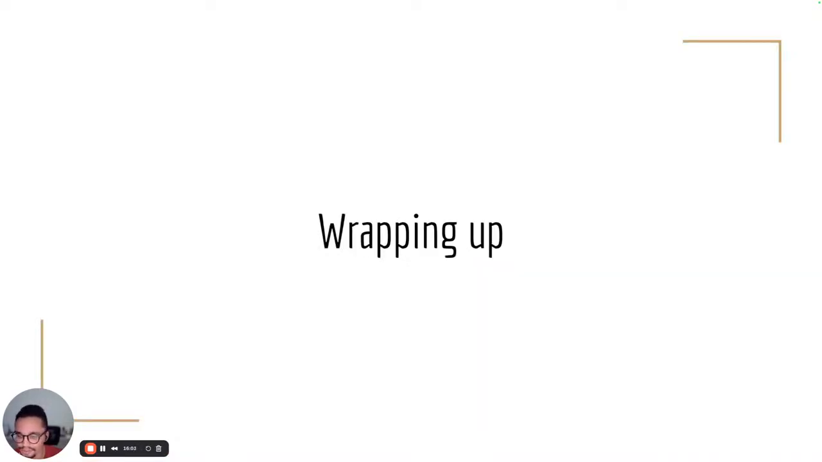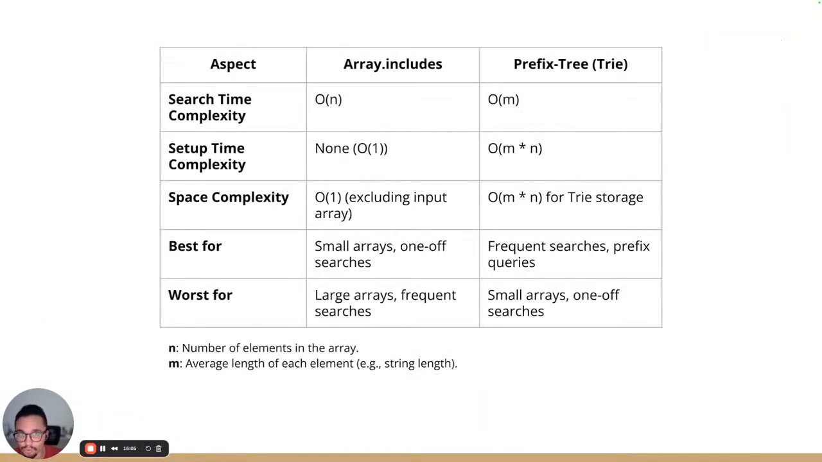And wrapping up the presentation, this table compares time and space usage that you need to pay attention to when using the two approaches. The search time complexity in array includes is O(N), as we saw before, because you are looking through the array by the length of the array that you are handling. The prefix tree is O(M), because M is the size of the word that you are trying to search, instead of the length of the array.